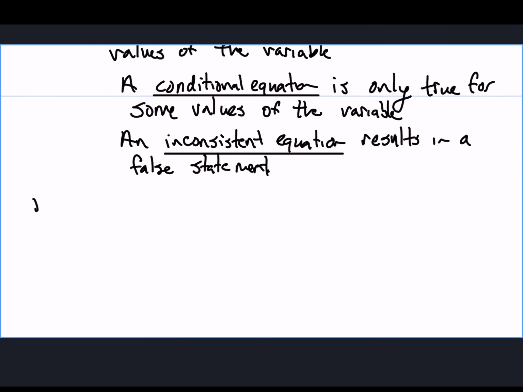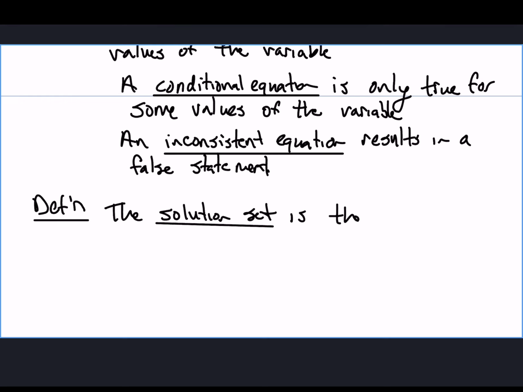And our last definition that we need to get started is the solution set. The solution set is the set of all values that make an equation true.